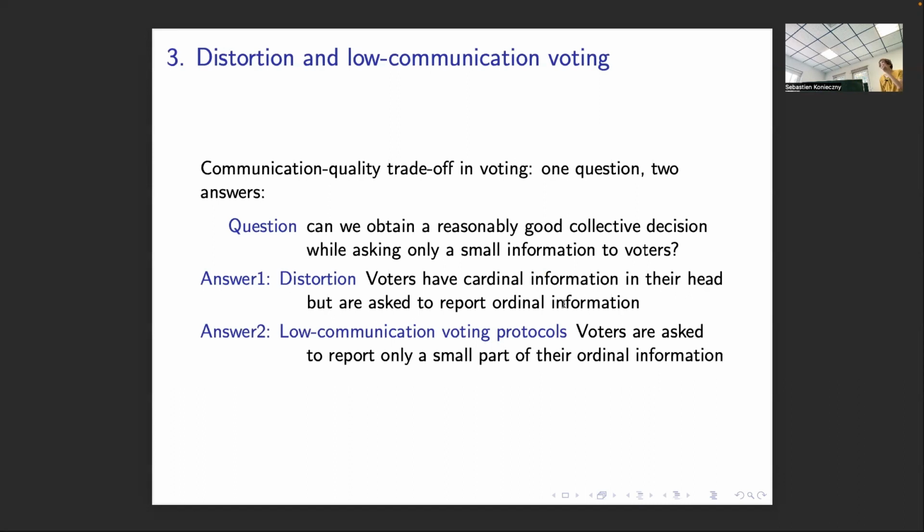Look, what would a presidential election in France using plurality with runoff be without polls? It would be even worse. Yes. It would be totally, I prefer not to think about it. Distortion and low communication voting. So this is also a very, very hot topic, especially now.